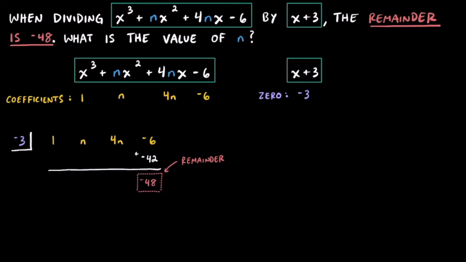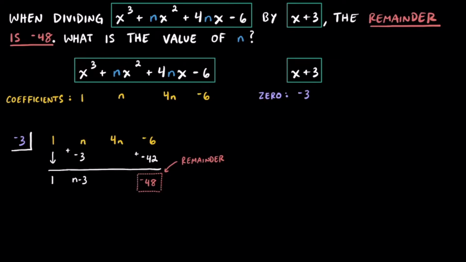Moving over to the left to the beginning of the synthetic division, remember that to get started we would bring this 1 straight down, and then we would multiply our 0 of negative 3 times that 1 to get this negative 3 that we'll write underneath the n. Adding together n plus negative 3, we'll get n plus negative 3, or just simply n minus 3.